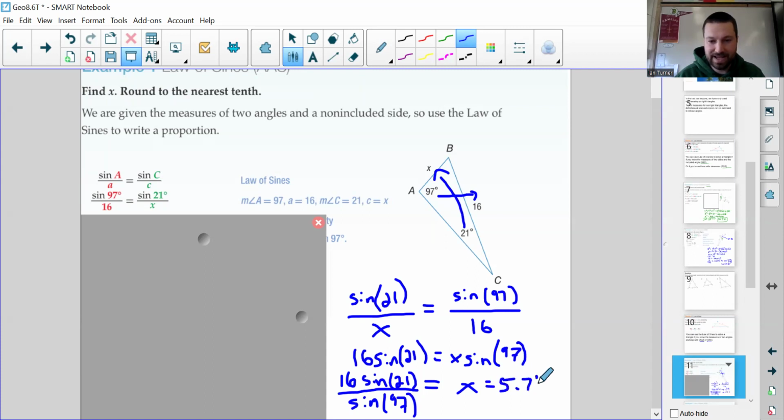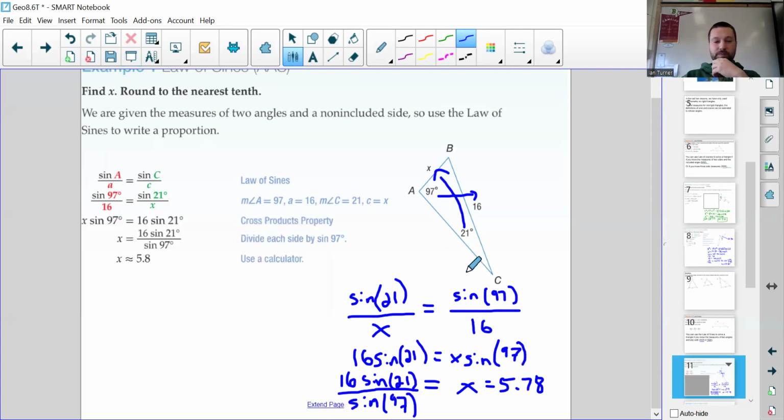And again, that makes sense. Look, we were trying to find a side that's across from a small angle. So 5.78 is definitely smaller than 16. That's it. Isn't that cool, folks? Isn't that super cool? Let's make sure we got the right thing. We did.